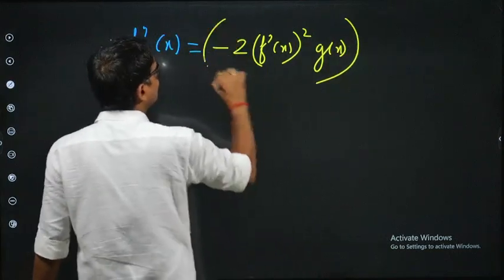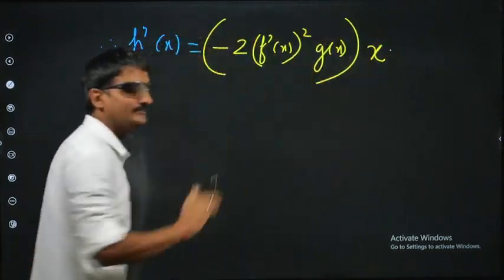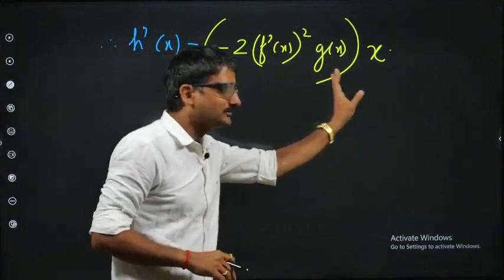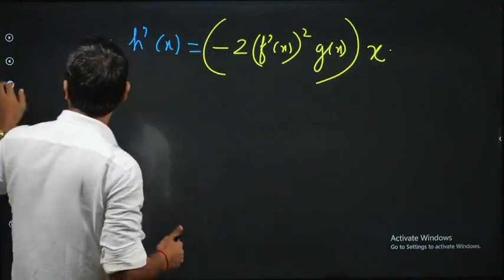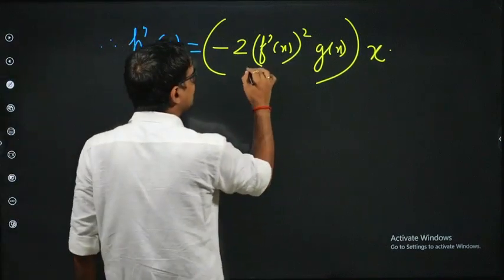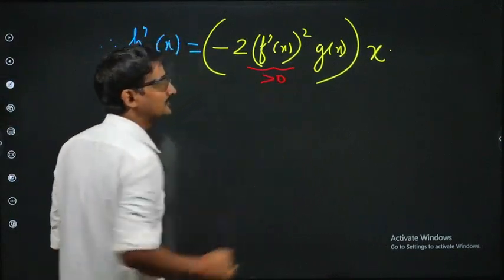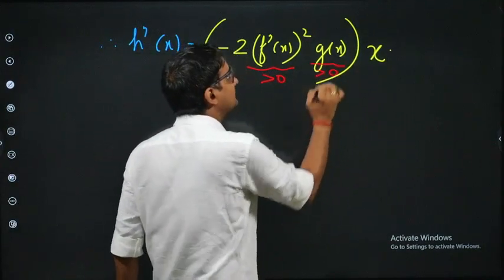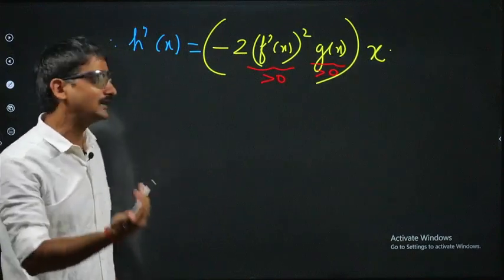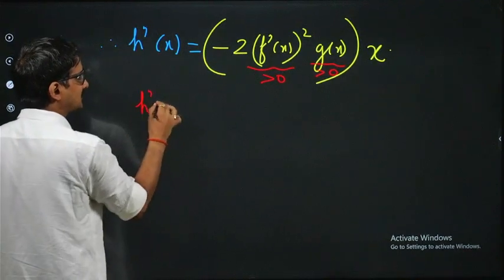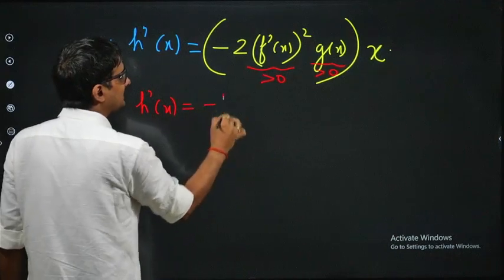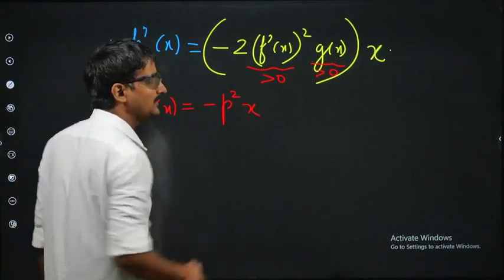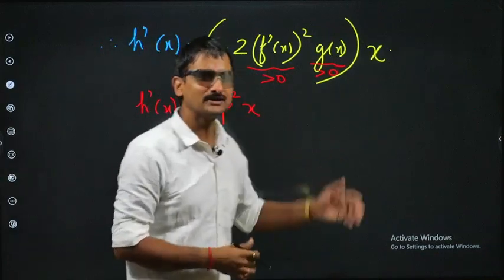g(x) whole multiplied by x here. Now why did I put this in the bracket? Because see, the sign of these terms: this is always greater than 0 because it's a square, it cannot be negative. This is given to be greater than 0 for all x belonging to R. So what are we left with? h'(x) can be written as minus p square x, just to ensure that the rest of the terms are positive.